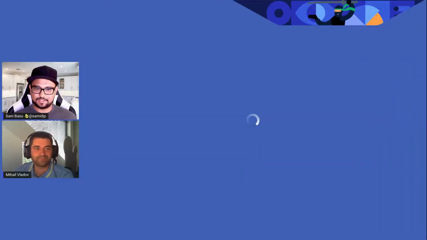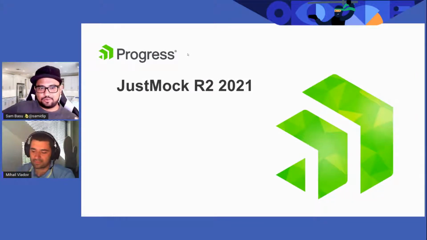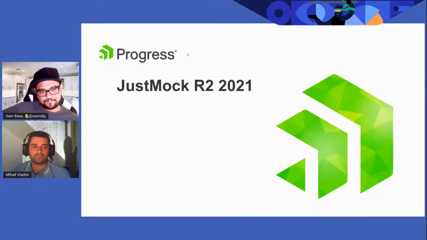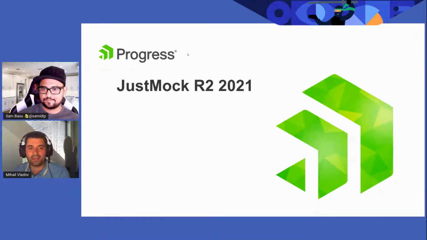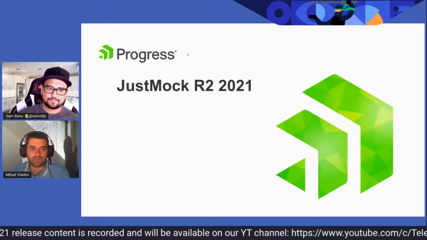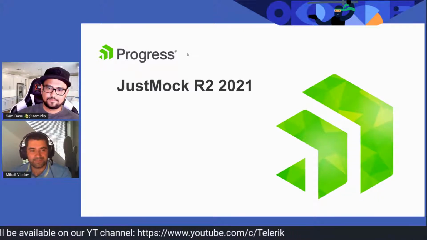Yeah. So let's bring up your desktop. Right up. You are up. So R2 2021, before you go into what's new, can you give us a high level, like what is JustMock? Well, JustMock is a mocking framework that helps you to create and organize the life cycle of your mock objects in an easy way. And yeah, it's a productivity tool that helps you write unit tests a lot faster.